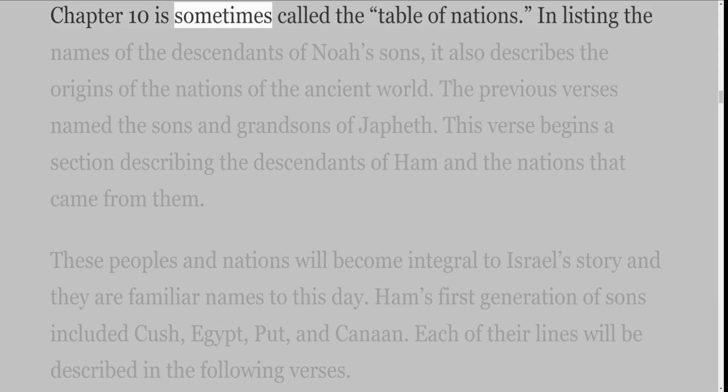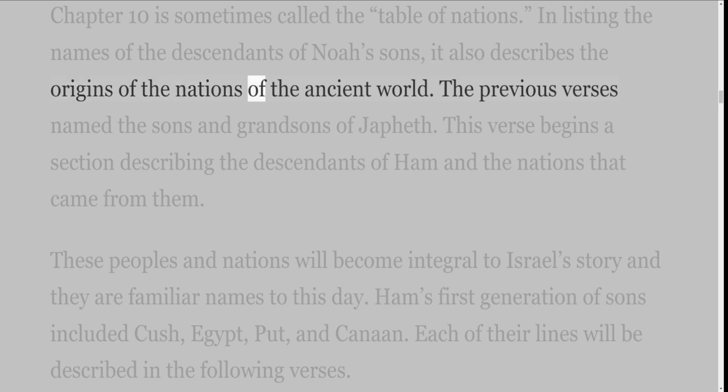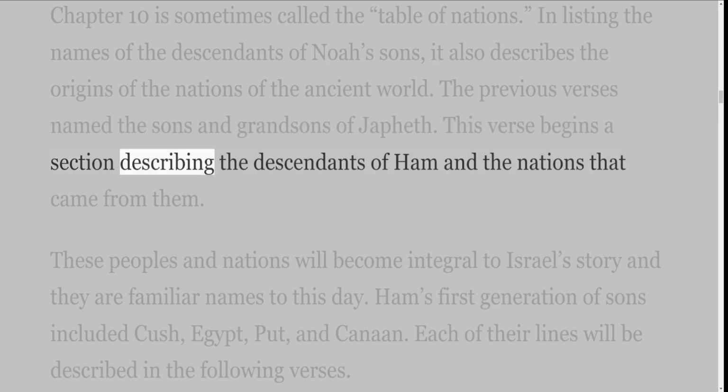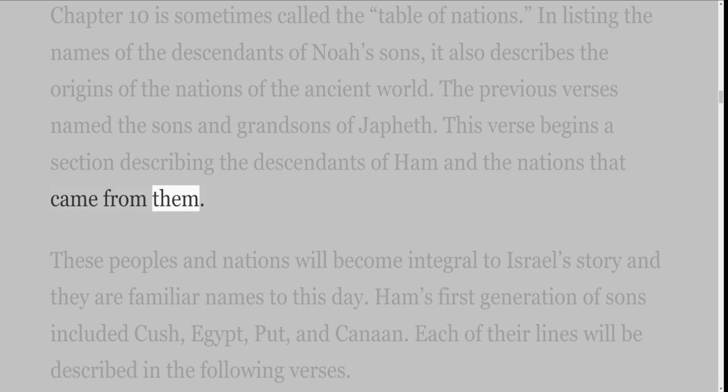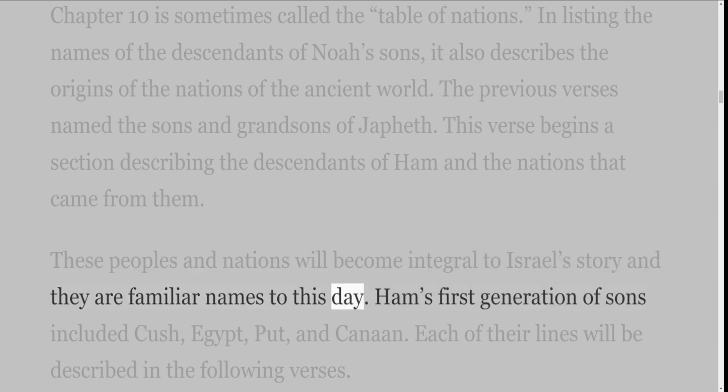Chapter 10 is sometimes called the Table of Nations. In listing the names of the descendants of Noah's sons, it also describes the origins of the nations of the ancient world. The previous verses named the sons and grandsons of Japheth. This verse begins a section describing the descendants of Ham and the nations that came from them. These peoples and nations will become integral to Israel's story, and they are familiar names to this day.